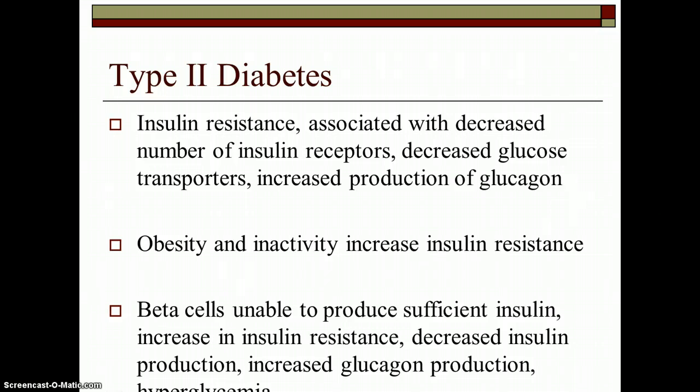So obesity and inactivity actually are the things that increase our insulin resistance because they're not requiring the use of our insulin or our glucose within our body, so those receptor sites atrophy and die off. Beta cells are then unable to produce sufficient insulin, so we have an increase in insulin resistance. The decrease in insulin production, and what happens then is our increased glucagon production, and all of that is going to lead to high blood sugars or hyperglycemia.